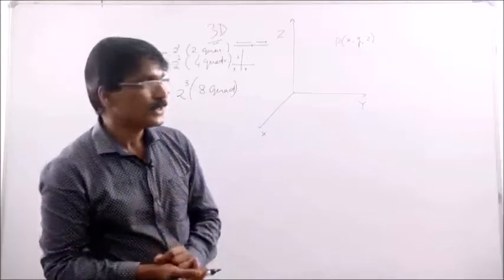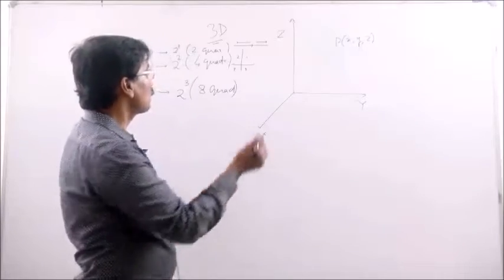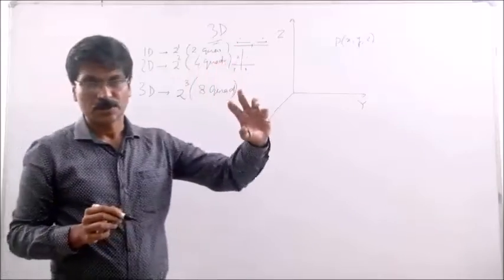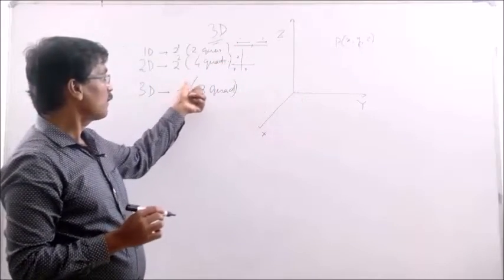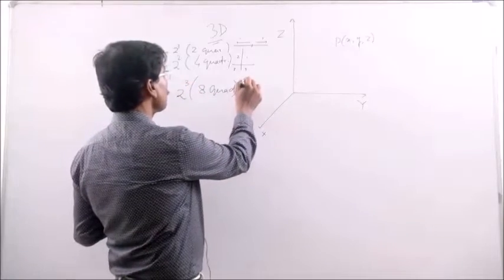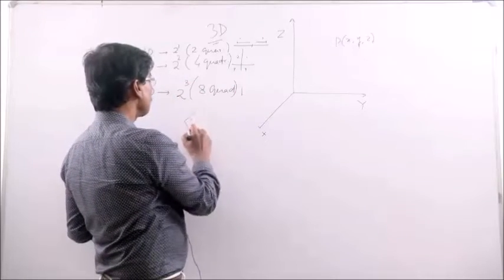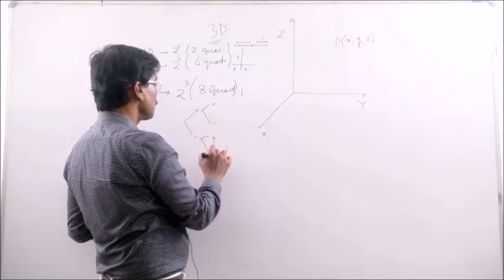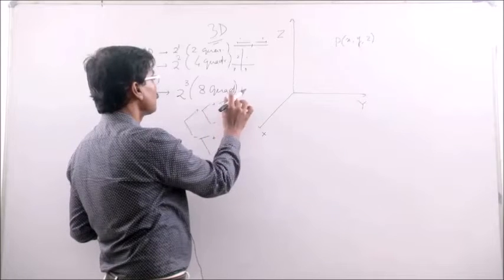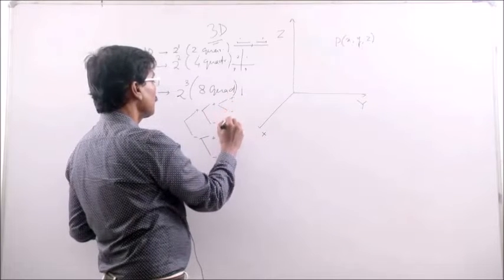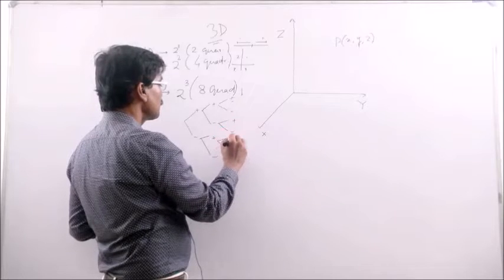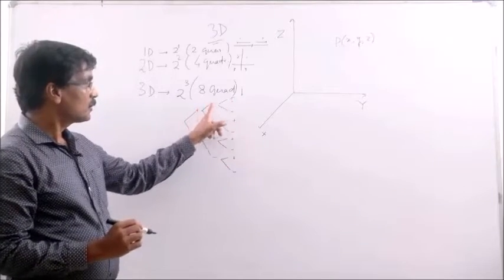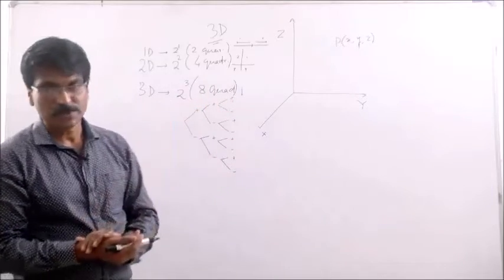So, why is it 2? 2 is considered because one side is positive and the other is negative. So, every axis has a positive and a negative side. So, that means it's powers of 2. So, the 8 quadrants you can take as positive, negative, positive, negative, positive, negative, and so on. So, the 8 quadrants are positive, positive, positive, then positive, positive, negative, and so on. So, similarly that is 8 quadrants.